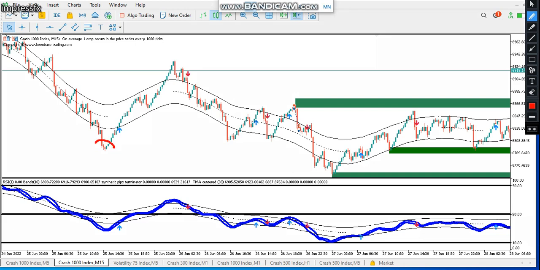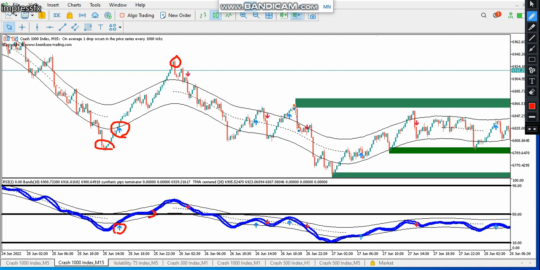Now look at this wonderful break below. When I say break below, it's a real good, nice break. All you need to do is wait for your blue candle for a buy, and then you buy. Okay, now your entry is here.